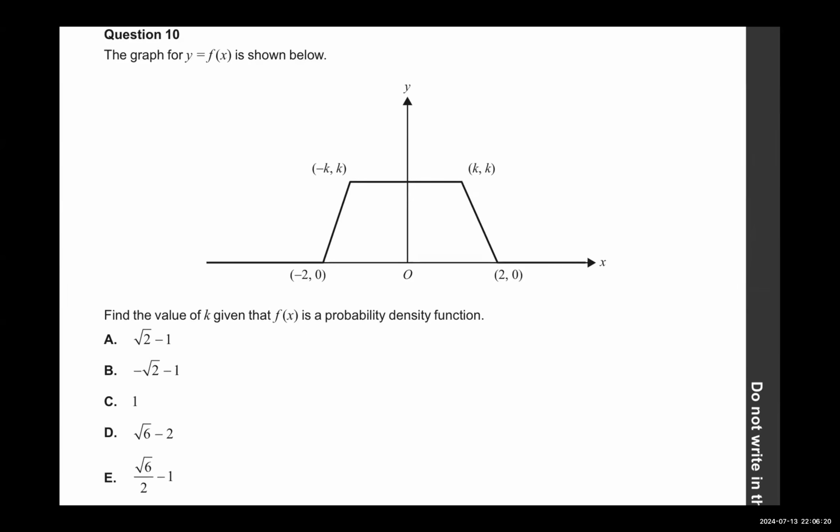Question 10. We've got a graph here. Looks like a trapezium shape. We would like to find the value of k such that this function f of x is a probability density function.